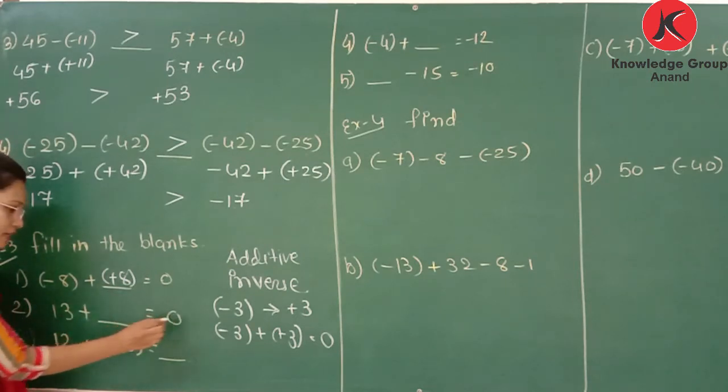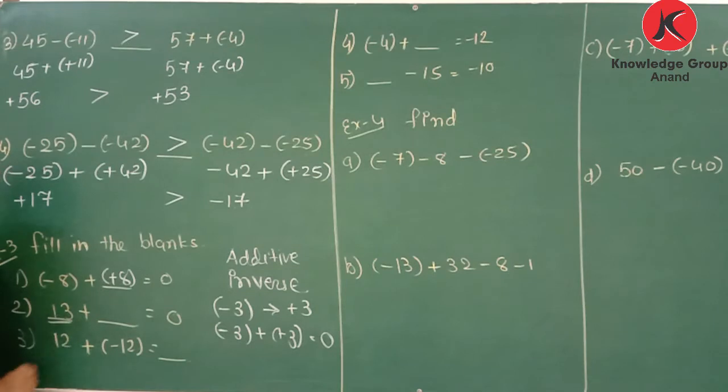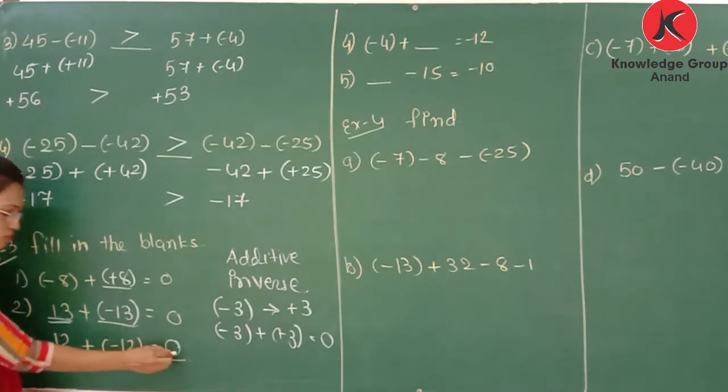13 plus blank gives 0. What is the additive inverse of 13? It is minus 13. So 13 plus minus 13 will give 0. 12 plus minus 12, that again gives 0.